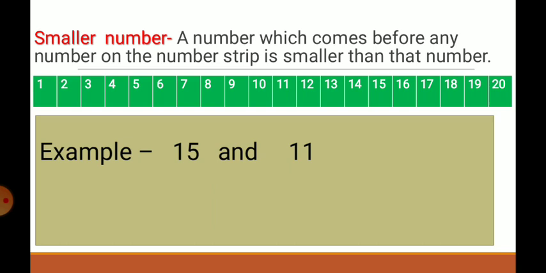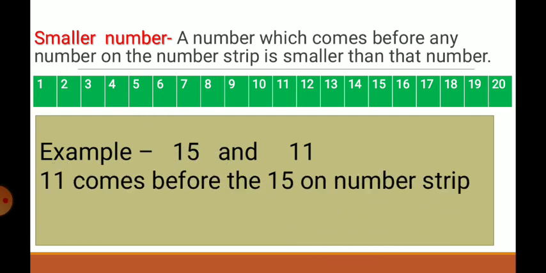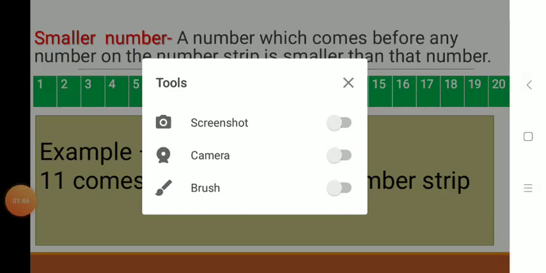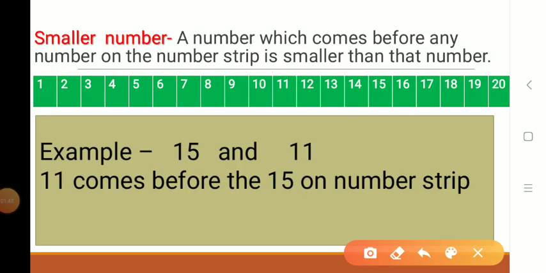See, where is the 15 on the number strip? Now see the 11. Where is the number 11 on the number strip? Before the 15. Student, you can see here, number 15 is here and number 11 is here. So you can see that 11 comes before 15 on the number strip.